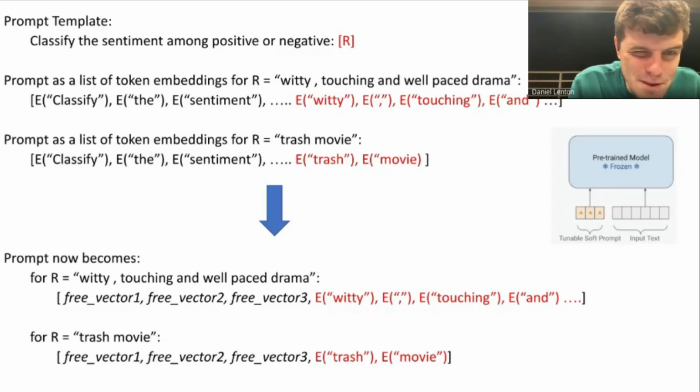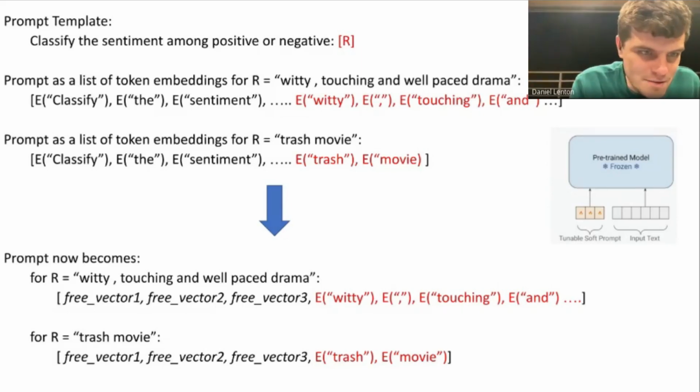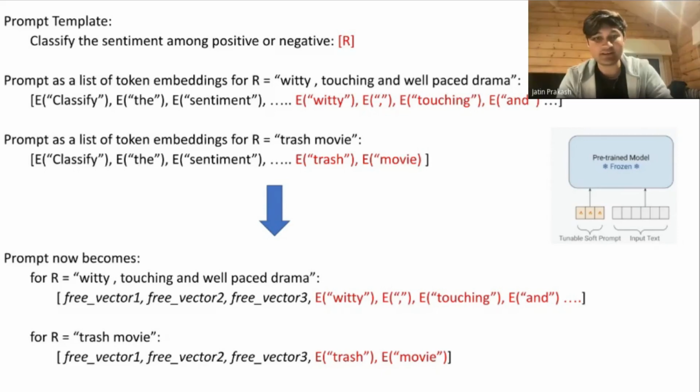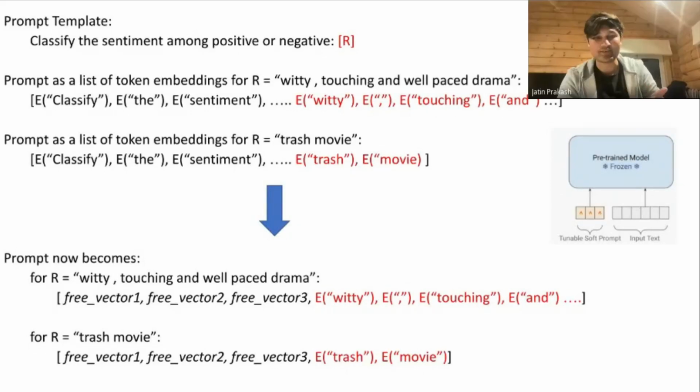Then we have the words as they are, and we have these variables added second, and the prompt is a list of token embeddings for the trash movie. Okay, so the prompt now becomes: the 'classify the sentiment' part is removed. This is where I found it interesting. I assumed there were free variables in the original question. Let me explain the free variables first. I think you have a bit of context.